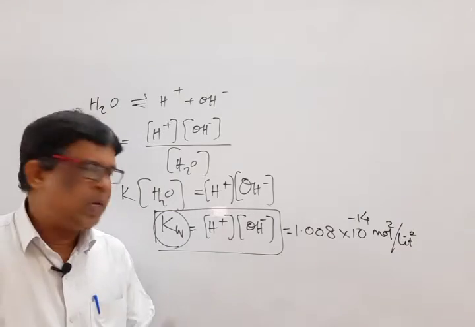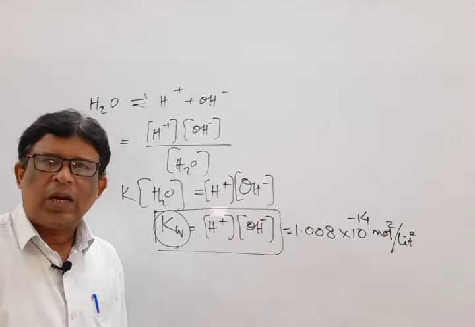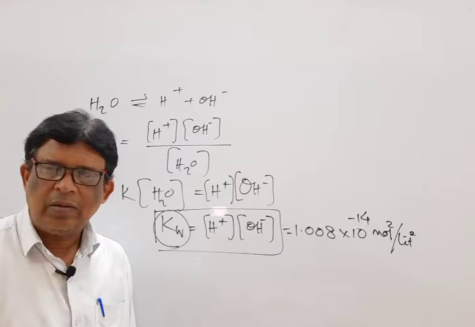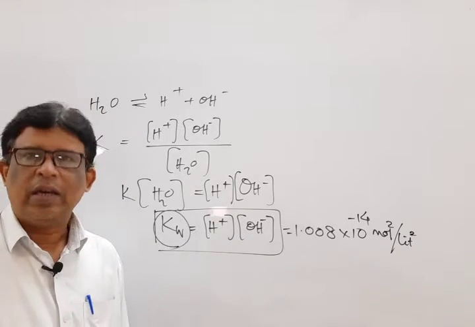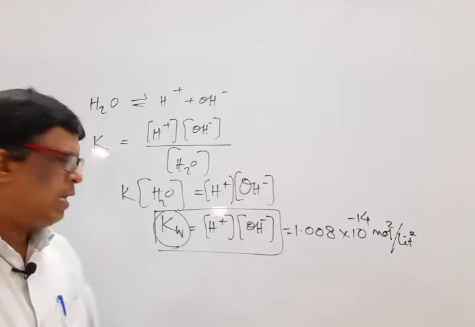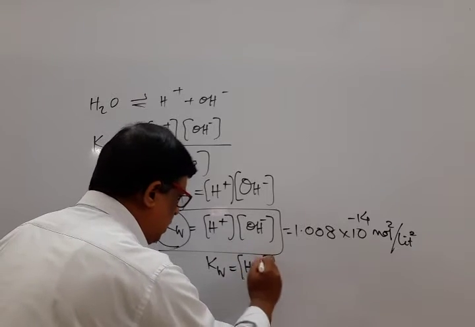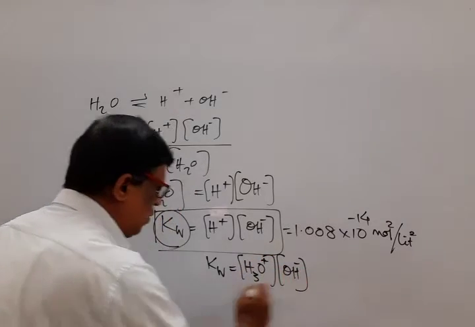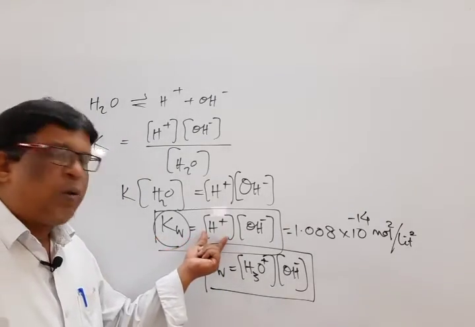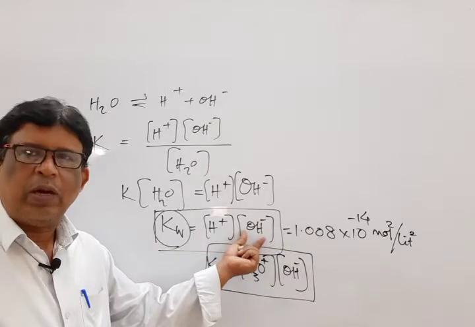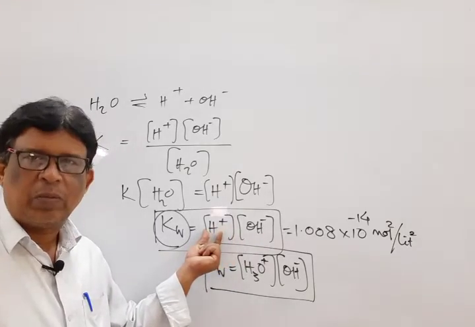Hence, from this expression it is clear that the ionic product of water is defined as the product of molar concentrations of H plus ion and OH minus ion. As we know that H plus ion never exists in solution, one can also write that Kw is equal to H3O plus ion concentration into OH minus ion concentration. Okay? So mark that, if H plus ion concentration is given, we can calculate OH minus ion concentration, or if OH minus ion concentration is given, we can calculate H plus ion concentration.